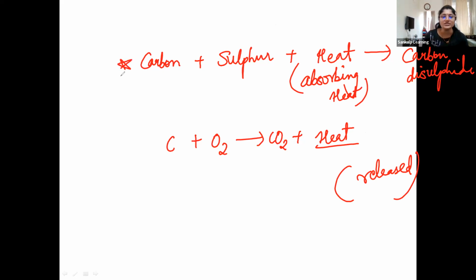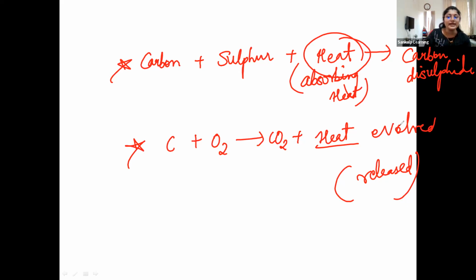So here in this reaction, what is happening when carbon is reacting with sulfur? It requires heat. The heat is absorbed to form carbon disulfide. But when carbon is reacting with O2, that is oxygen, what is happening here? It is forming carbon dioxide, and heat is evolved or released. So this is the main difference. Absorbing is different and evolved is different. There will be a change in temperature.